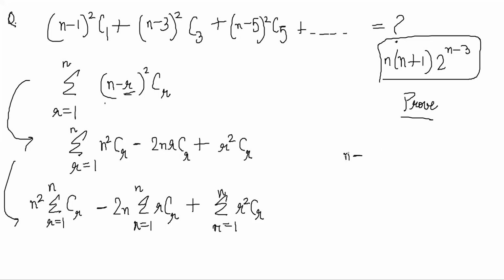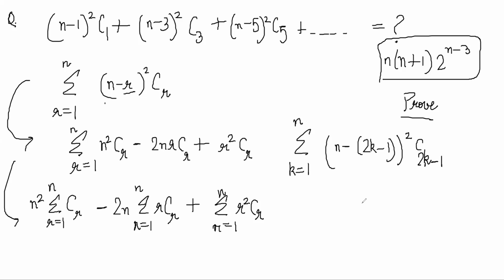If it's plus one, then we get a different thing. N minus 2k minus 1 whole square, C of 2k minus 1. K goes from 1 to n. Now I think it's fine. So n C 2k minus 1.